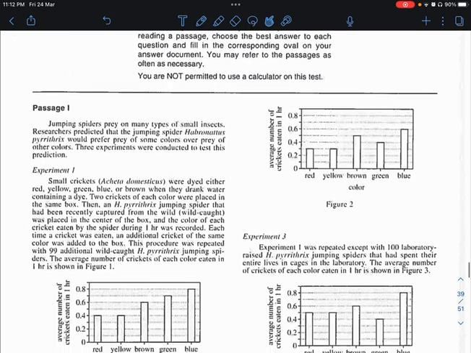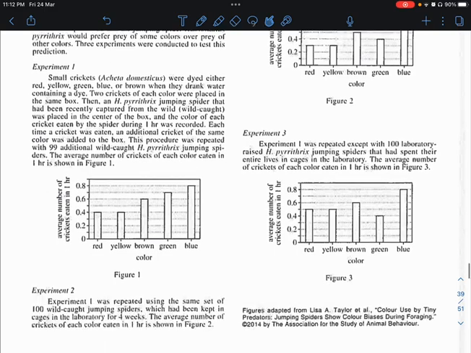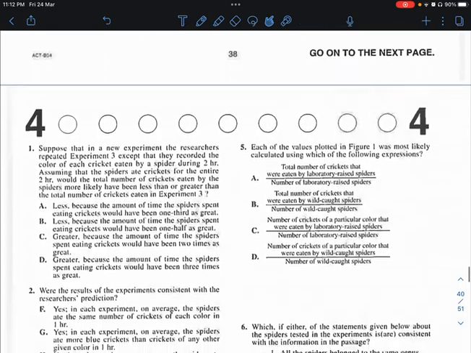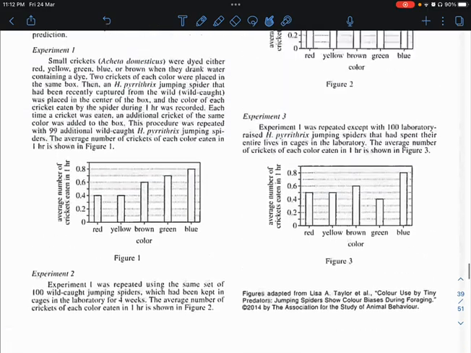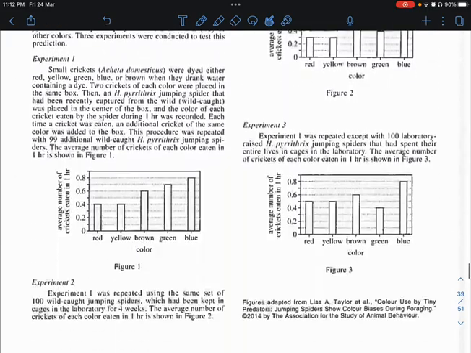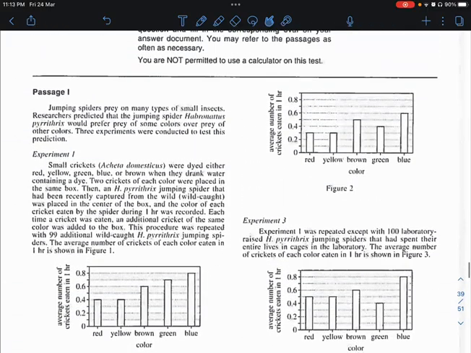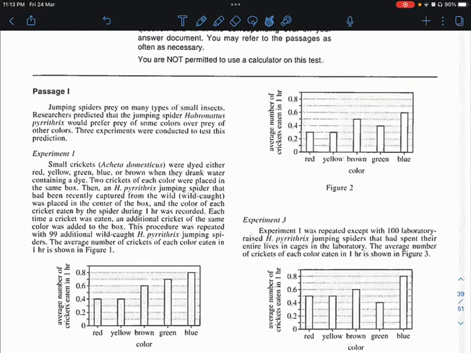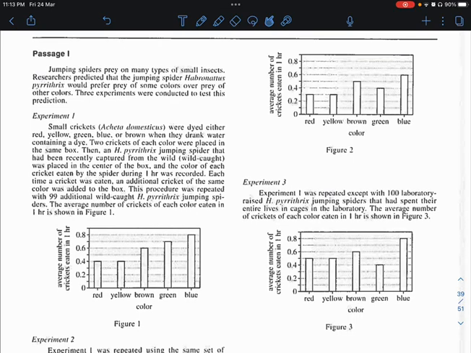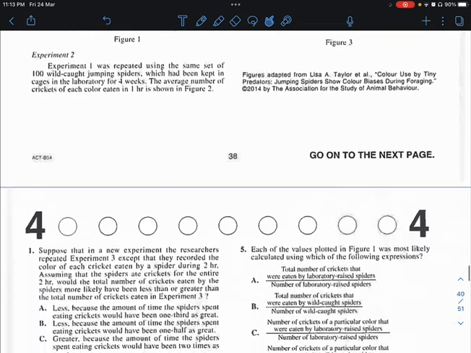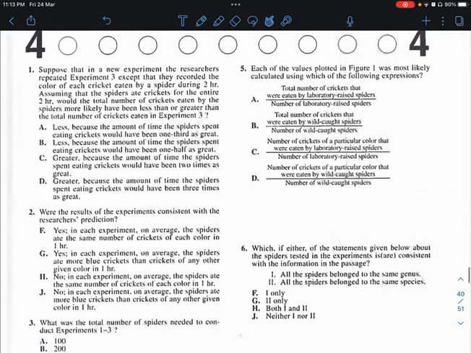Okay, so let's take an example at passage 1 and take question number 1. First of all, we need to check the question because for sure we're not gonna have the time to read the whole passage and the experiments. The time will run out, guys. So here we're gonna check the question, or what does the question need from us.